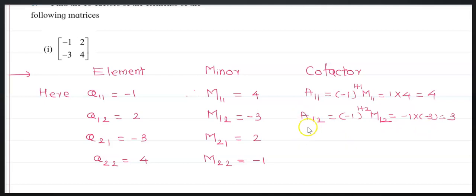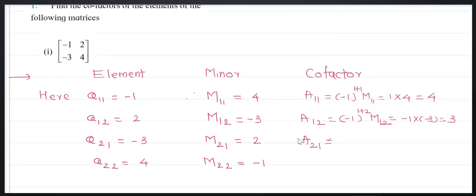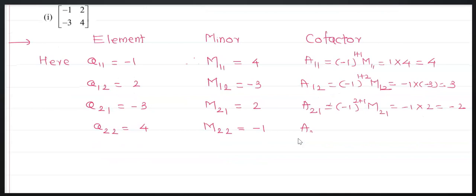Sorry, here is A12. Next is A21. That is equal to -1 raised to 2 plus 1. Again, you will get the minus sign there. Into M21, that is -1 into 2. That is -2. Next is A22. That is equal to -1 raised to 2 plus 2 into M22. And that is equal to, what is that? 1 into -1, that is -1.